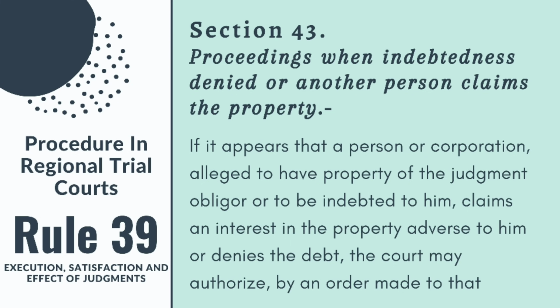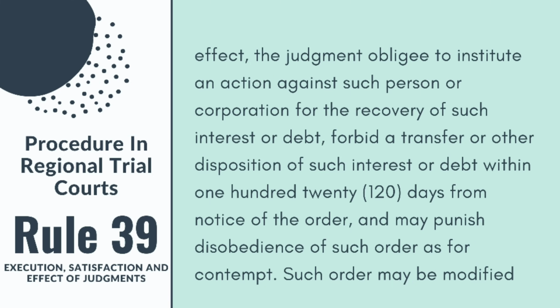Section 43. Proceedings when indebtedness denied, or another person claims the property. If it appears that a person or corporation, alleged to have property of the judgment obligor, or to be indebted to him, claims an interest in the property adverse to him, or denies the debt, the court may authorize, by an order made to that effect, the judgment obligee to institute an action against such person or corporation, for the recovery of such interest or debt, forbid a transfer or other disposition of such interest or debt, within 120 days from notice of the order, and may punish disobedience of such order as for contempt.